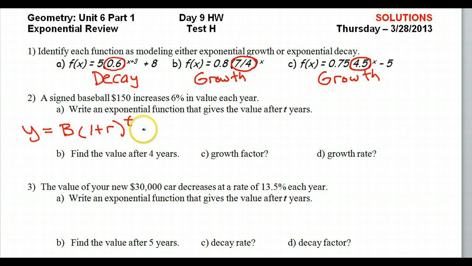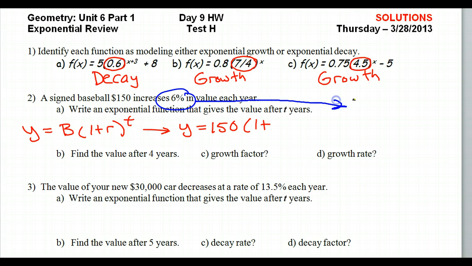So we start with that beginning amount. So the value is going to be $150, that initial amount. And now we're going to do 1 plus that rate. Now, my rate is 6%. But when you write your rate, it has to be expressed as a decimal. So 6%, if we move that decimal point twice to the left, becomes 0.06. So that's the R value that we're talking about. That's the rate. So this is 1 plus 0.06 to the power of time.